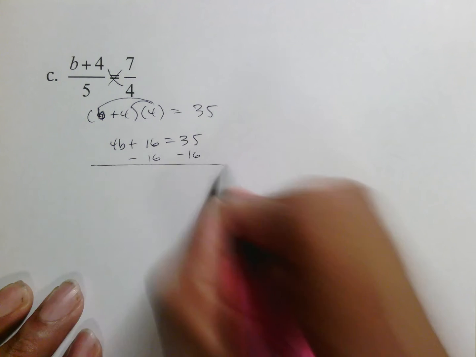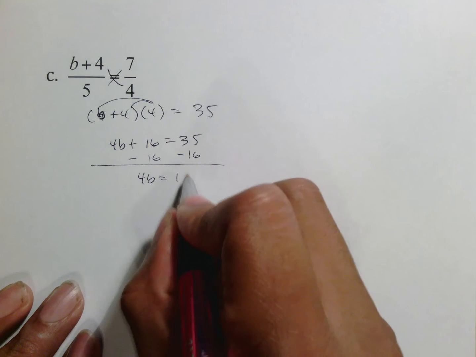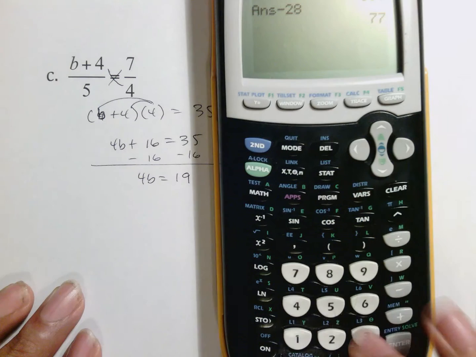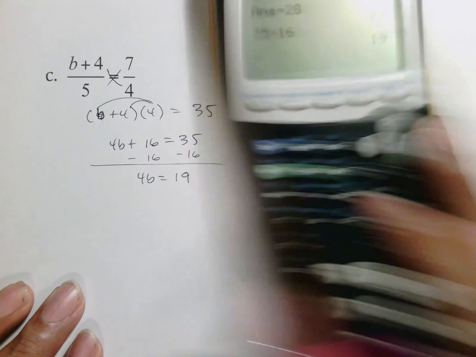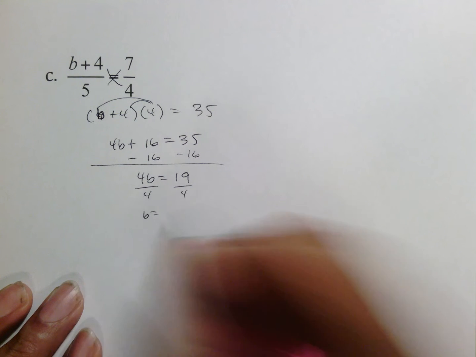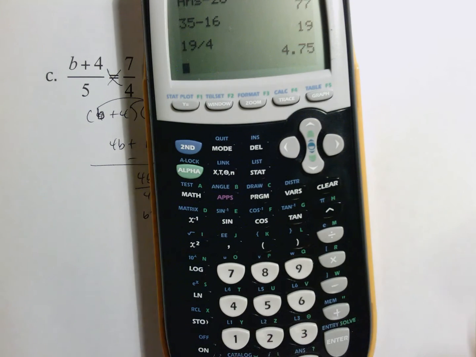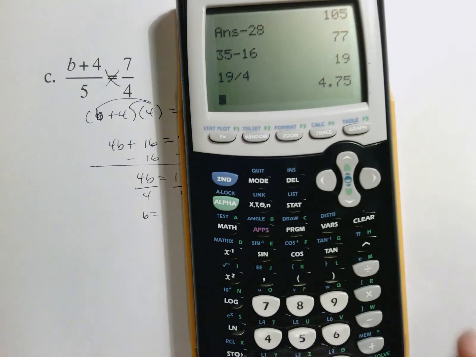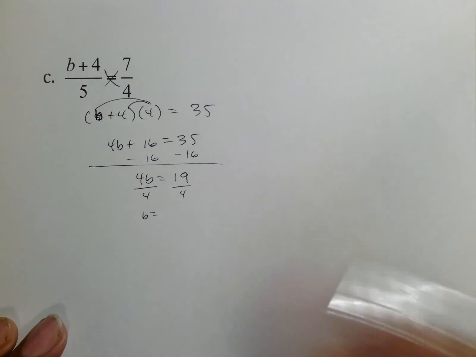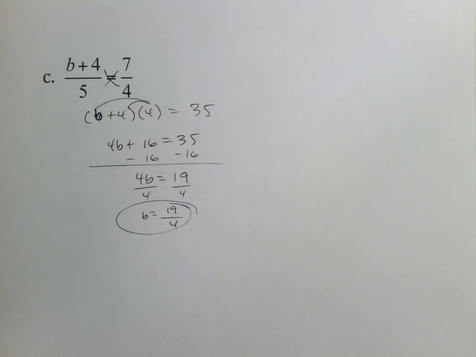You subtract 16, getting 4b equals, I think, 19. And then you divide both sides by 4, getting b equals, and now let's check it, 19 divided by 4 is a decimal. But remember that we can check and convert this decimal into a fraction by hitting math, enter, enter, which stays as 19 over 4, which means that it was already reduced. That would be your answer.